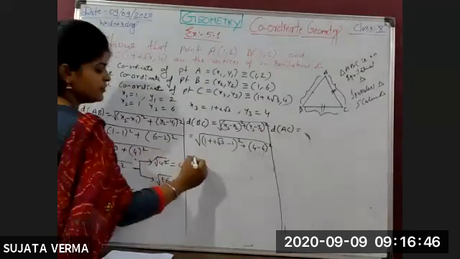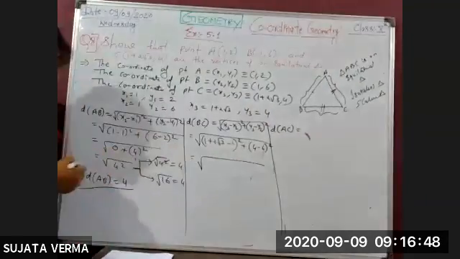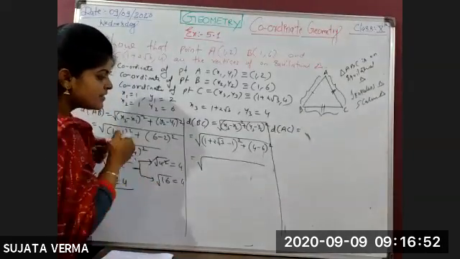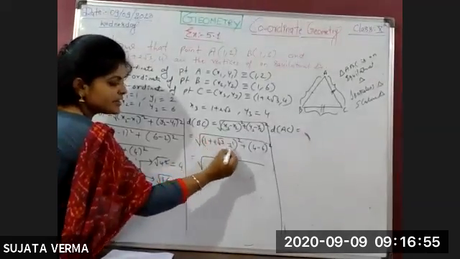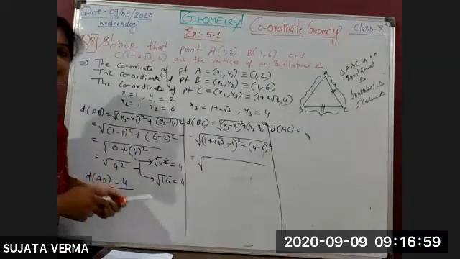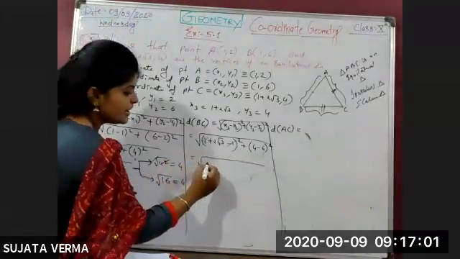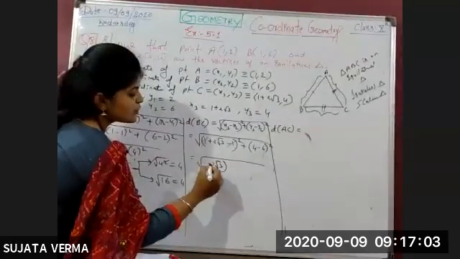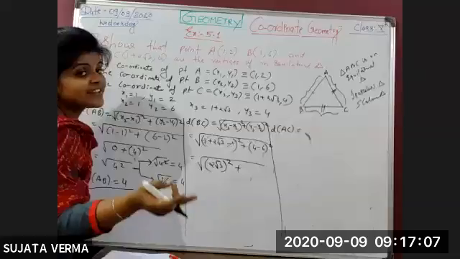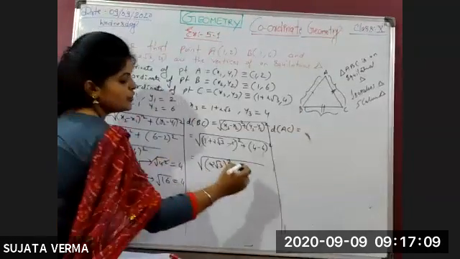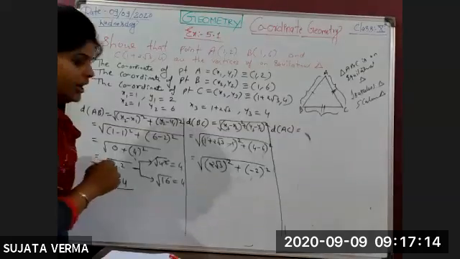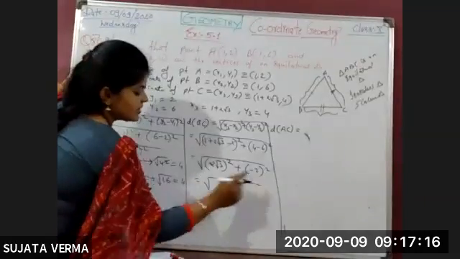Okay, now what do we do here? Plus 1 and minus 1 get cancelled. Then what remains? (2 root 3) square plus 4 minus 6, which is equal to minus 2, square. Okay, now square this term.